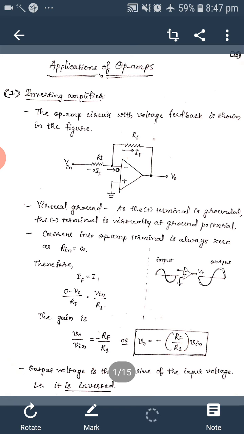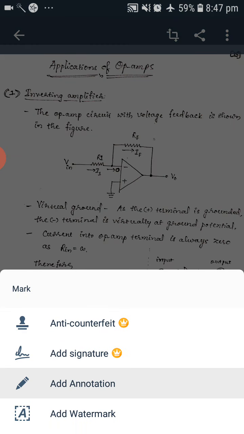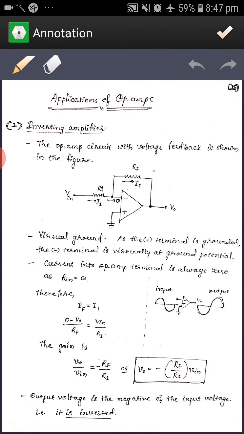So after seeing the parameters, the working, the symbol, and how many different modes it will work in, now we will see the applications of op amps. There are many applications. The first one we are seeing here is the inverting amplifier.